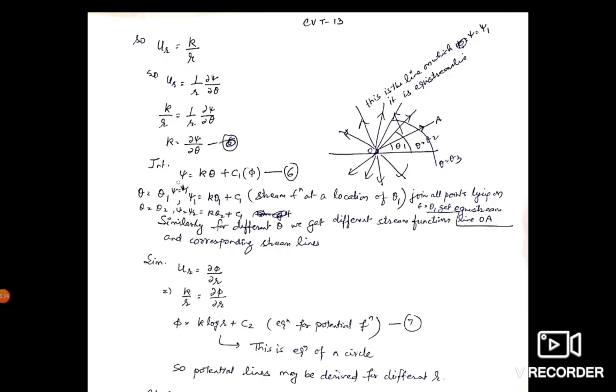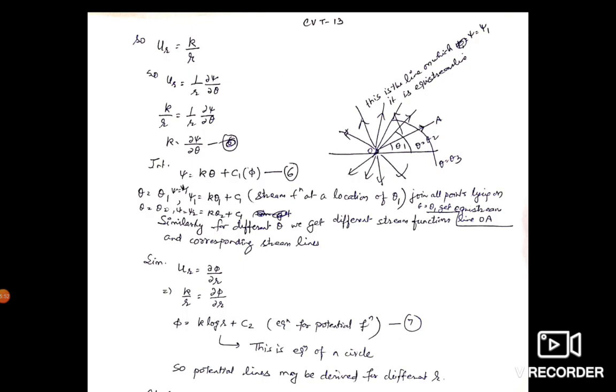Integrate, you get psi as k theta plus some constant of integration, which may be a function of r because r is assumed to be constant here. Oh, sorry, this should be r. This is not phi, this is r.